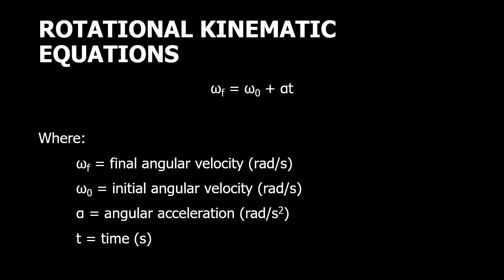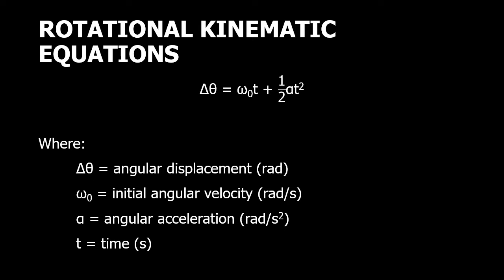So here are the four rotational kinematic equations that are frequently used when you are solving problems related to this topic. The definitions of the variables are written below with their respective units. The first equation is: the final angular velocity of a particle is equal to its initial angular velocity plus the product of angular acceleration and time. Next, we have: the angular displacement of a particle with constant angular acceleration is equal to the product of initial angular velocity and time plus half the product of angular acceleration and time squared.